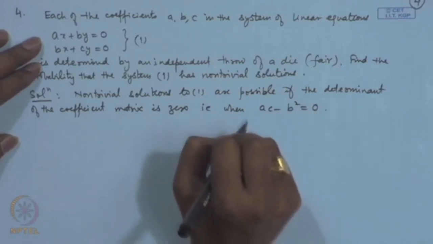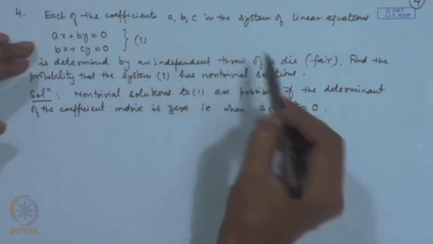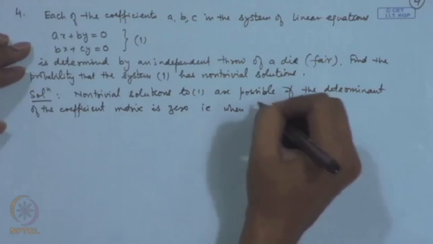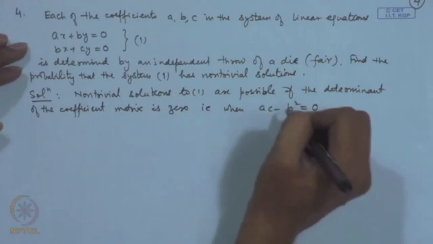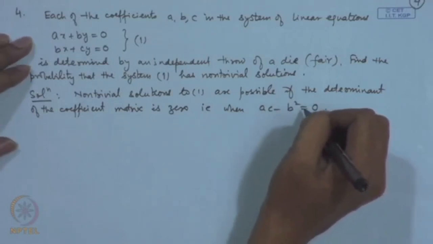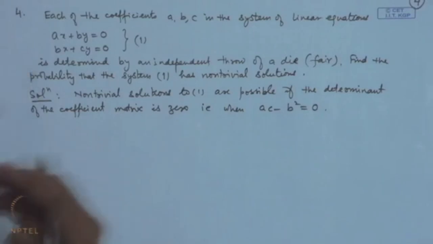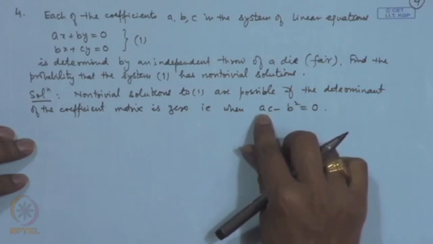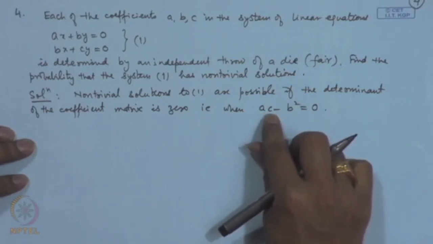Now, when we toss the die three times and we get the values A, B, C, what are the possibilities which will lead us to AC minus B square is equal to 0? So, you can now see A, B, C, each of them take value 1, 2, 3, 4, 5, 6. What are the values of B square? If B is 1, B square can be 1. Now, that would give us only possibility that A and C should also be 1.